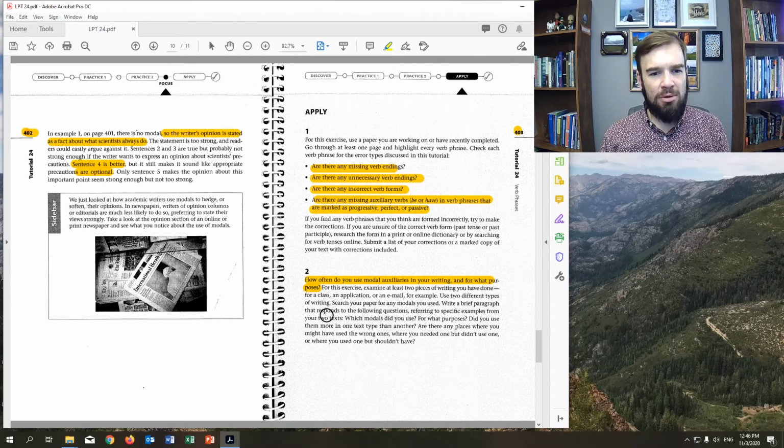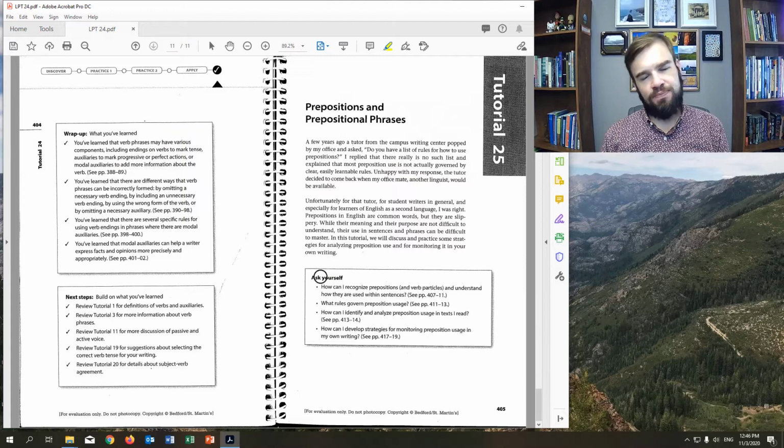Write a brief paragraph that responds to the following questions, referring to specific examples from your own 2 texts. 1, which modals did you use? For what purposes? Did you use them in one text type more than another? Are there any places where you might have used the wrong ones, where you needed to use one but you didn't use one, or where you used one but you shouldn't have? Right? Just more noticing activities about how you use modals in your own writing.